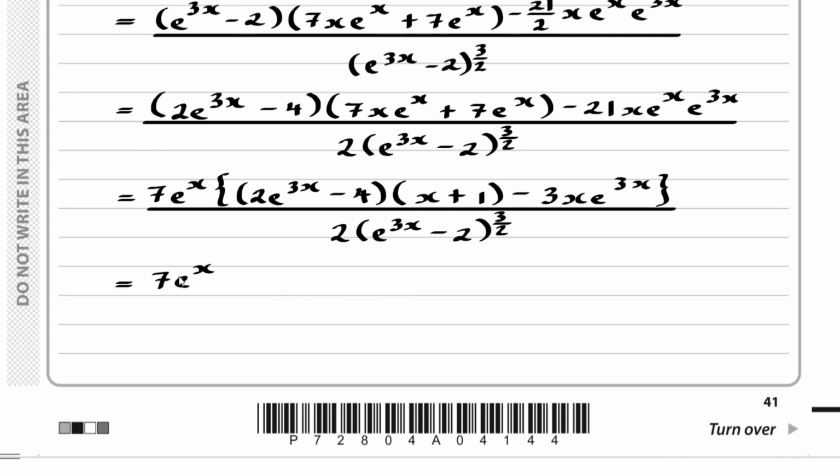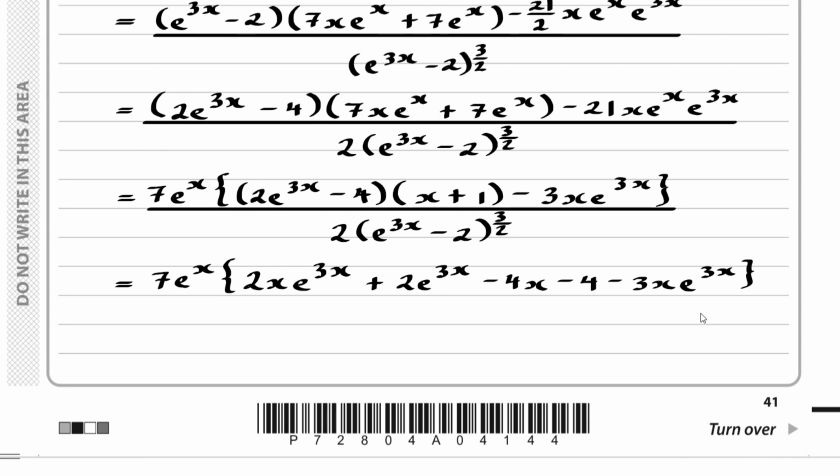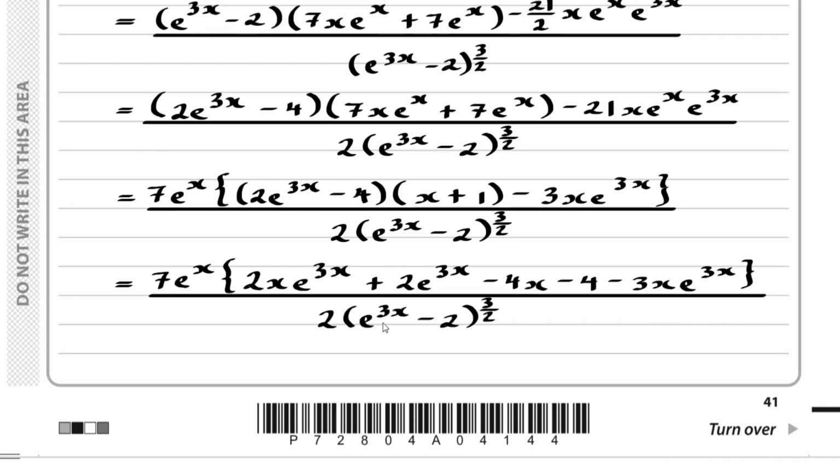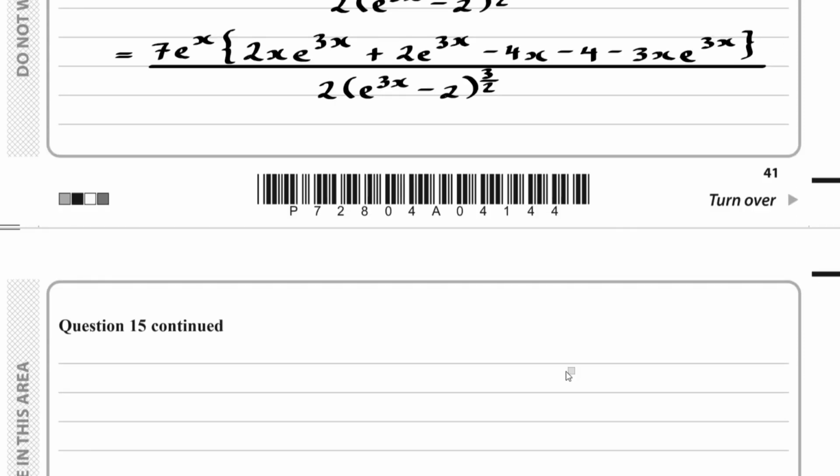So if I work this out, I've got 7e^x, and then I've got 2e^(3x) multiplied by x, which is 2x e^(3x). Then I've got 2e^(3x) multiplied by 1, which is 2e^(3x). Then I've got negative 4 times x, which is negative 4x. Then I've got negative 4 times 1, which is negative 4. And then I subtract 3x e^(3x). And then I divide this by 2(e^(3x) - 2) to the 3/2.